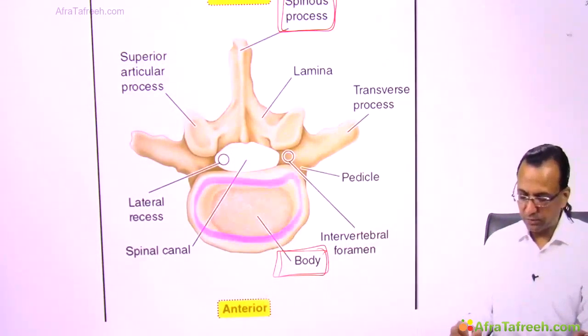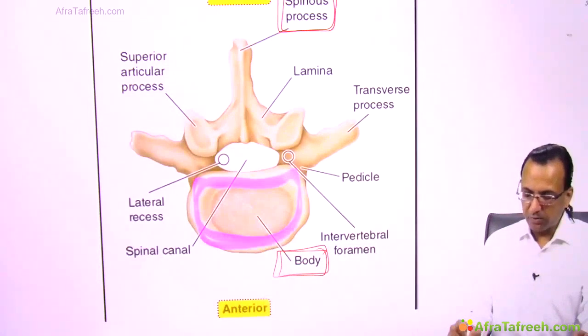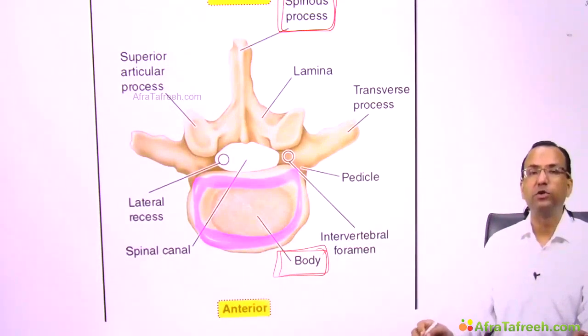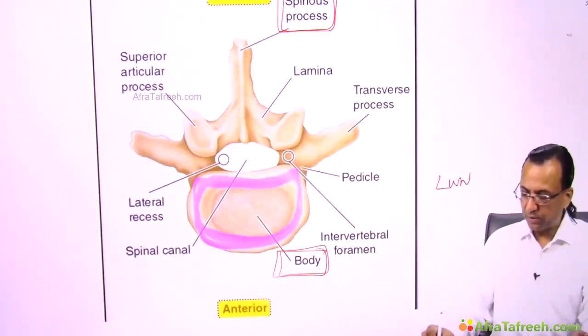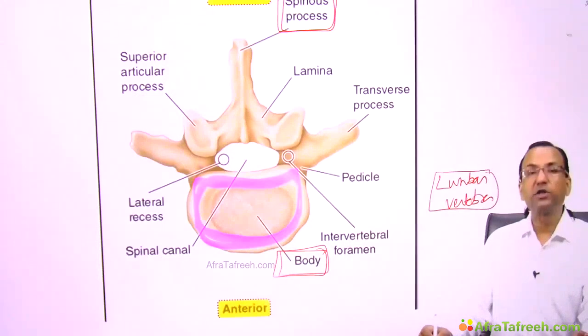Tell me, who is this? I think it's a large body. Yes, a large oval body. Who is this? I think this is a lumbar vertebra. Correct, you are right. Lumbar vertebra, because lumbar vertebra has a large and oval body.